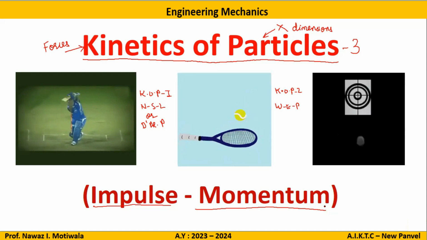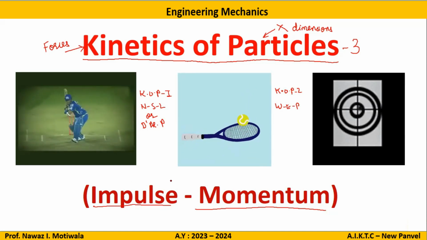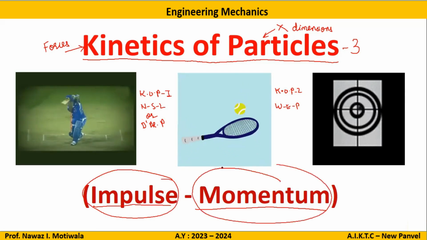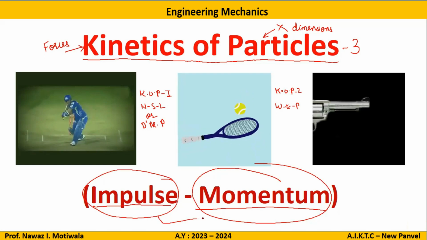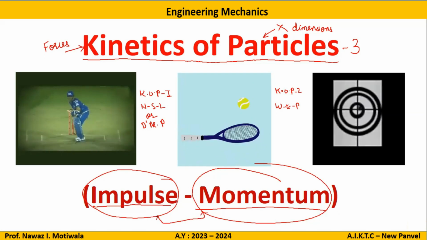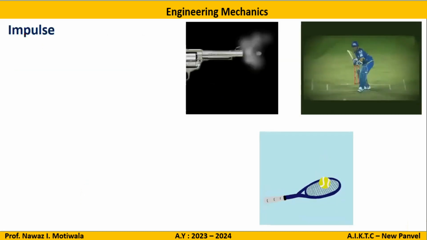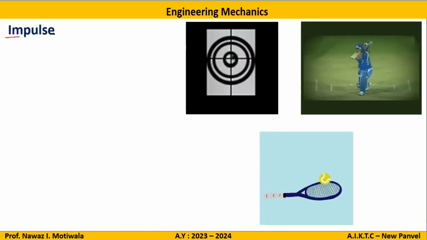So before proceeding forward, let us understand these two terms. What do you mean by impulse and what do you mean by momentum? And also we will see what is the relation between these two terms, that is impulse and momentum. So let us start with that. So let us start with the term impulse.